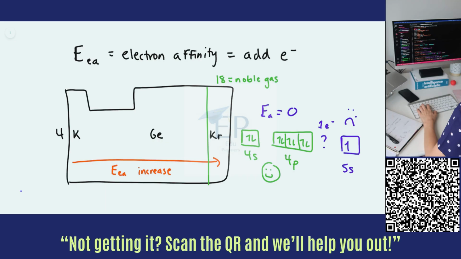So with that taken into consideration, krypton would actually have the least favorable electron affinity. Then we could go back to following our general trend from there. Germanium would then be furthest to the right and would have the most favorable electron affinity. And there you go.